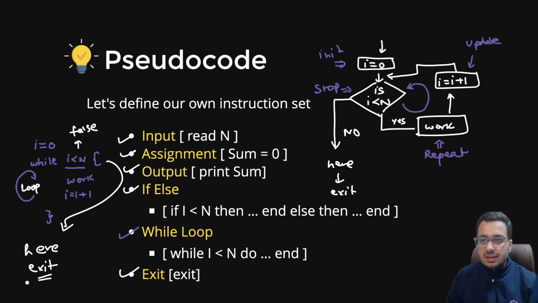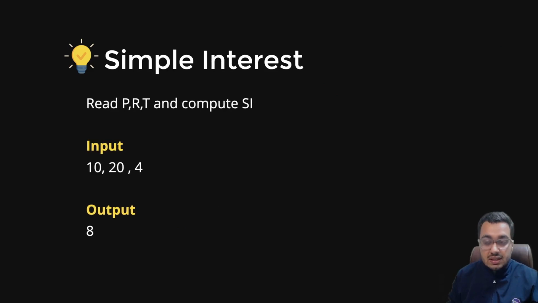So these are 6 basic types of instructions that you will find in every programming language, and from the next video we will discuss some examples of pseudocode and we'll try to convert our flowcharts into pseudocode.